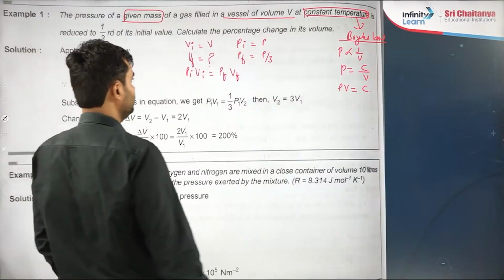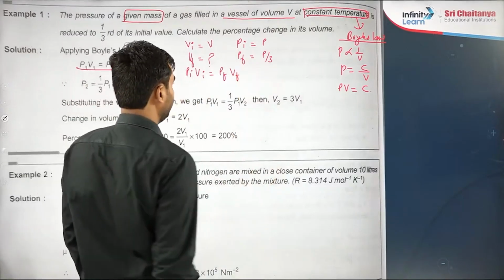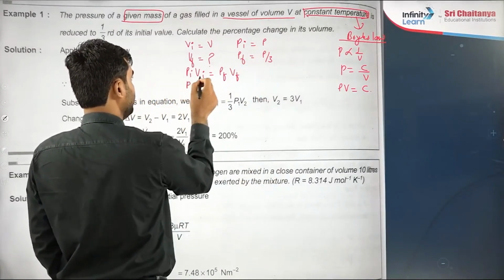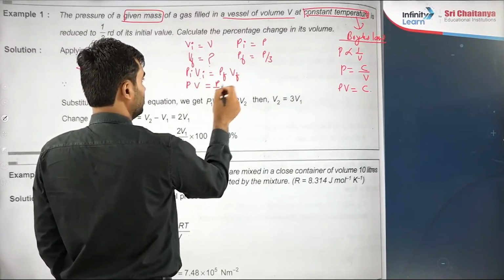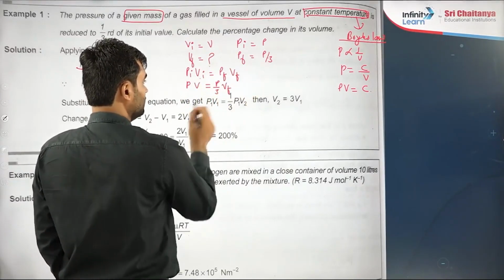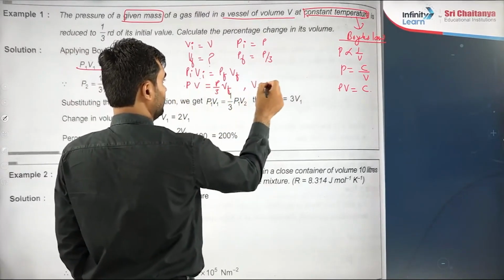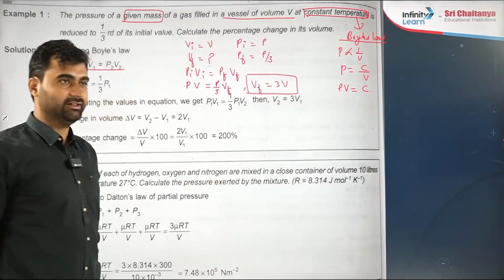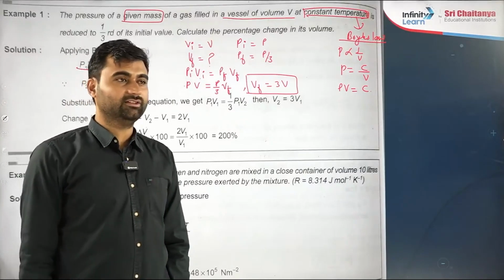So here P final is given P/3, put the value. So P initial P, V initial V, P final P/3, and V final we don't know. So P, P cancel out, 3 transfer this side, so V final value is 3V. Agree or not? So volume becomes 3 times. Is it clear?